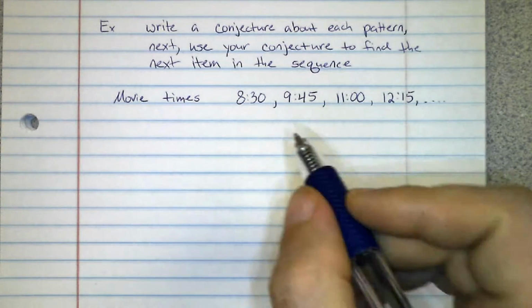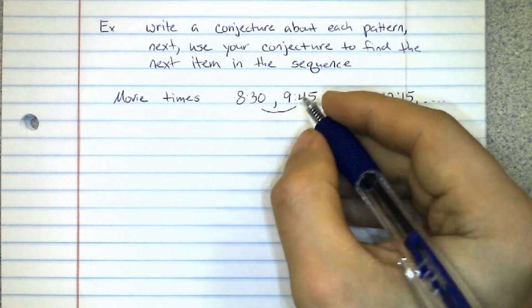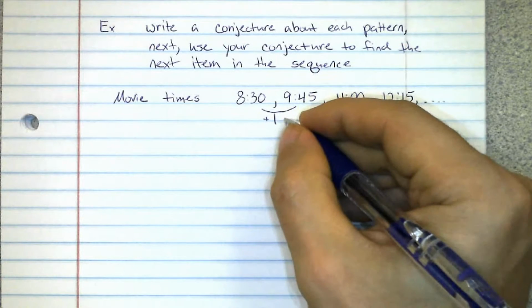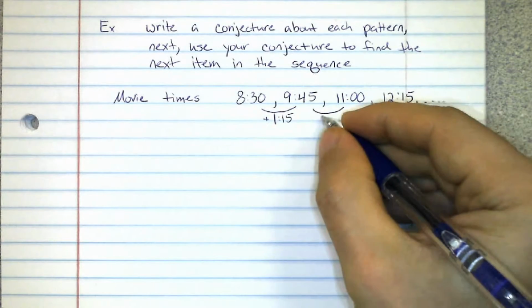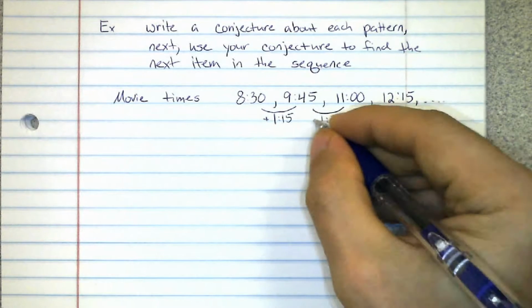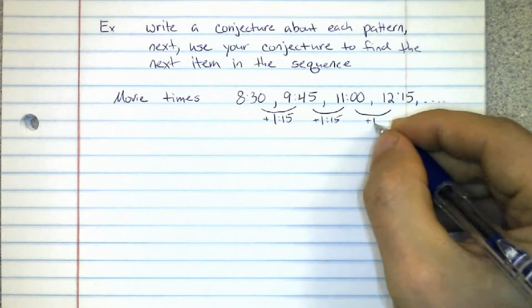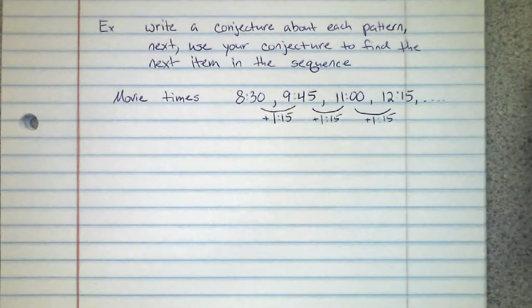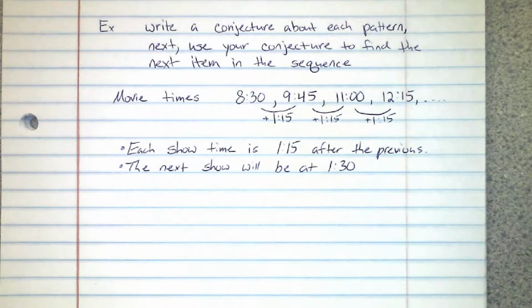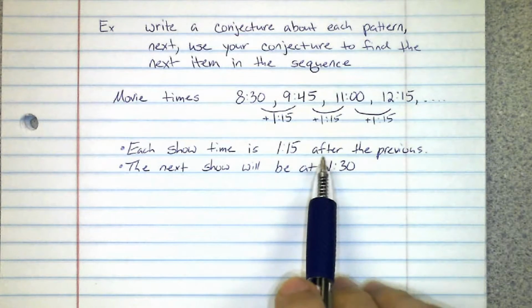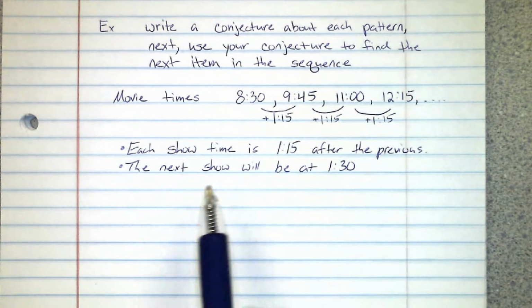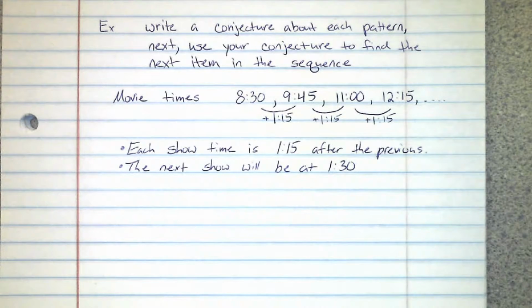So when you look at this, the difference from 8:30 to 9:45, that's a difference of an hour and 15 minutes. Right here from 9:45 to 11, same thing, hour and 15. And right here, hour 15. So what we're going to do is come up with a conjecture, statement, and figure out what the next item is. So you can see we have our statement. Each show time is 1 hour and 15 minutes after the previous show time. So our prediction is the next one will be at 1:30.